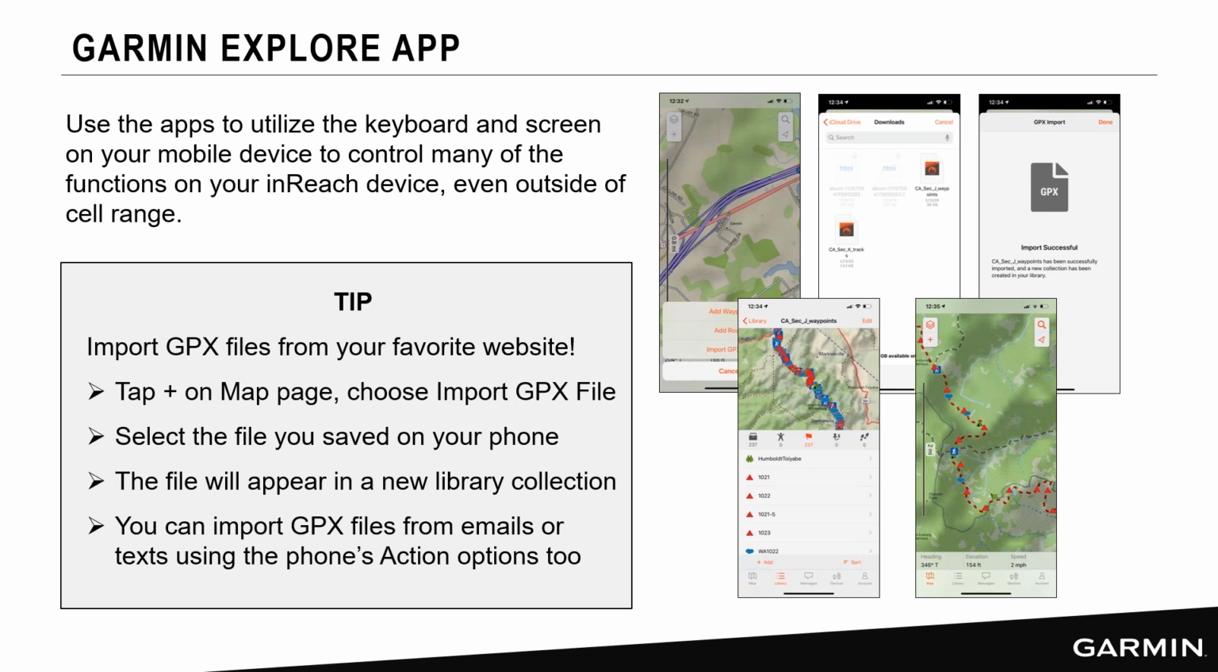When you receive the email, you tap on the file, and on the phone you have your little action button in the bottom corner that allows you to print the file or a list of different things. One of those options will be to open it using a particular app, and you just specify the Explore app and it will open it and execute that import step.